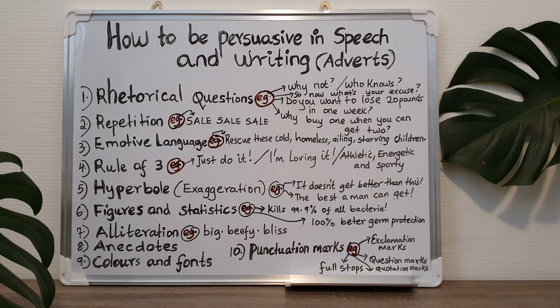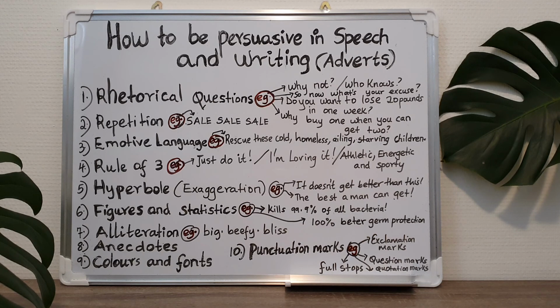And finally, number 10, punctuation marks. These are extremely useful when you're trying to put together an advert, or even in speech when you're writing a persuasive text. Some examples of punctuation marks that you could employ are exclamation marks. Now, if you look at the example in rule of 3 in number 4, "Just do it!" You have an exclamation mark. "I'm loving it!" You have an exclamation mark, okay?